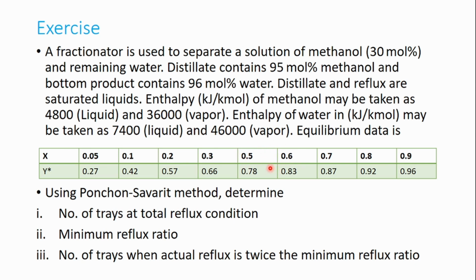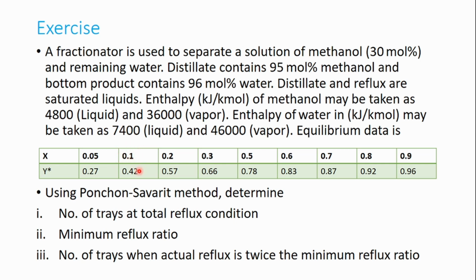Then you are given the equilibrium data. X and Y star values are given. You have to use the Ponchon-Savarit method to determine the number of stages. So we have to draw the HLX and HGY plot. For HLX, say X is 0.1. This is the methanol, 0.1 mole fraction of methanol, and 0.9 is the mole fraction of water. So 0.1 into 4800 plus 0.9 into 7400. That will give you the HL for this point.